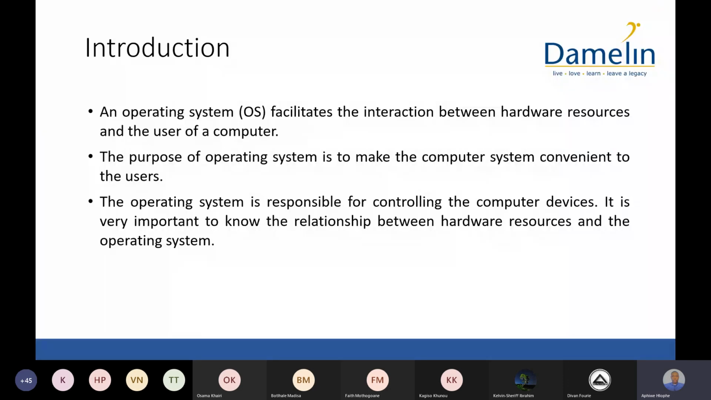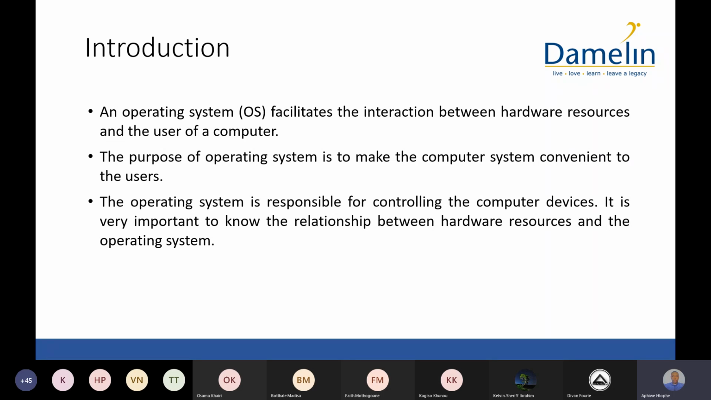Just as a formality, I'm still going to take you through the introduction and the learning outcomes, especially for those who are joining us for the first time today. An operating system facilitates the interaction between hardware resources, the computer, and the user of a computer. The purpose of an operating system is to make the computer system convenient to the users. The operating system is responsible for controlling the computer devices. It is very important to know the relationship between hardware resources and the operating system, okay?